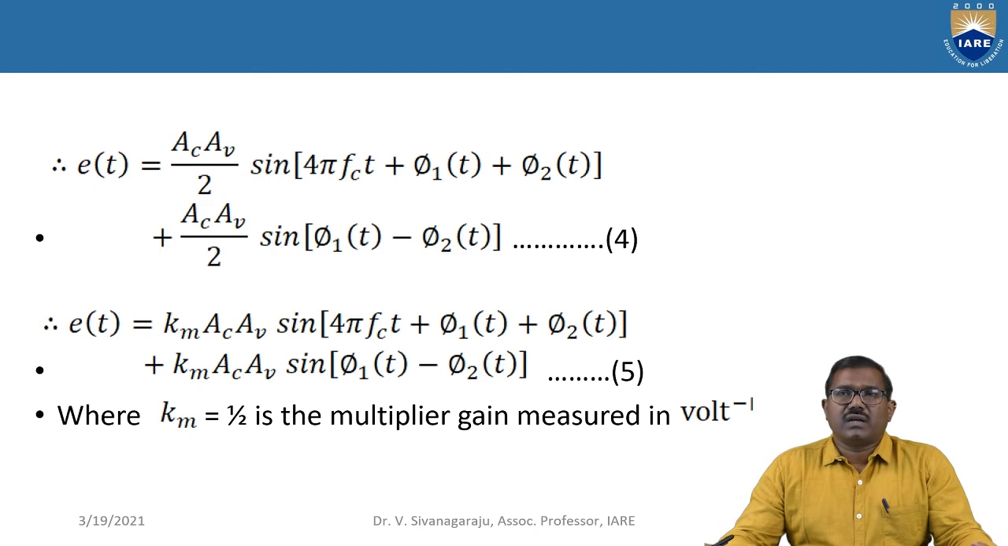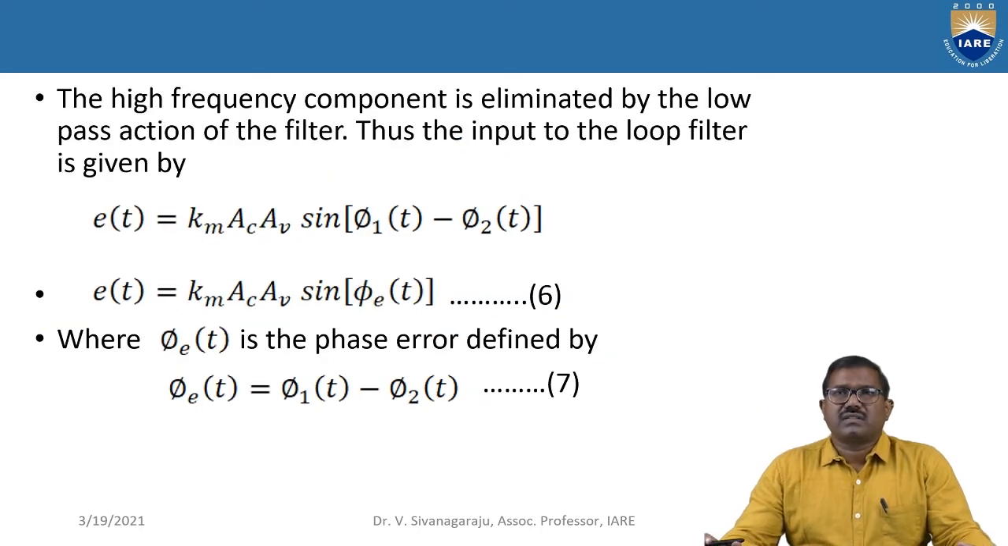And in that equation 4, having 1 by 2 into AC and AV. So it is taken as Km, a multiplier gain, and the high frequency component is going to be eliminated. So finally we have Km AC AV into sine of phi 1 of t minus phi 2 of t. So that is our E of t. Simply, you can write phi 1 of t minus phi 2 of t, which is nothing but phi E of t. So what is that one? That is the phase error.